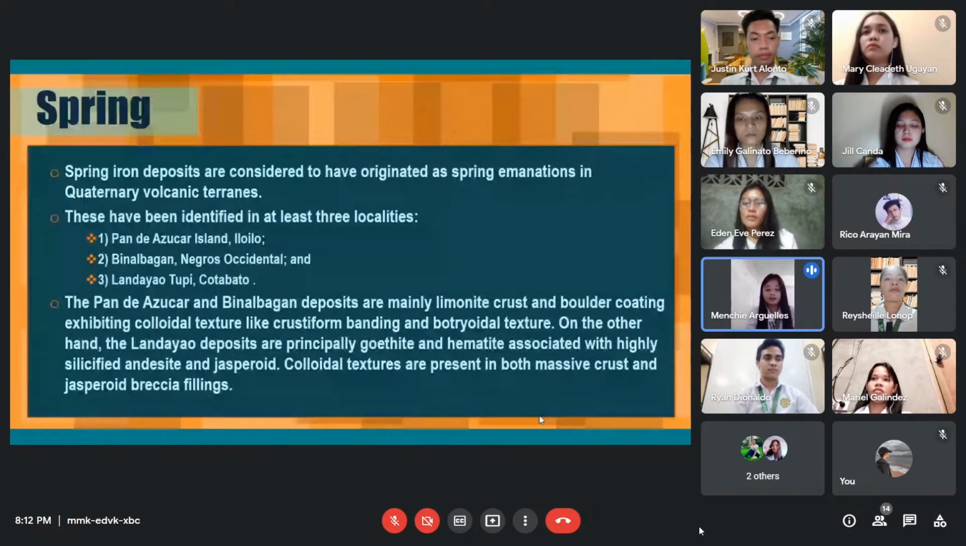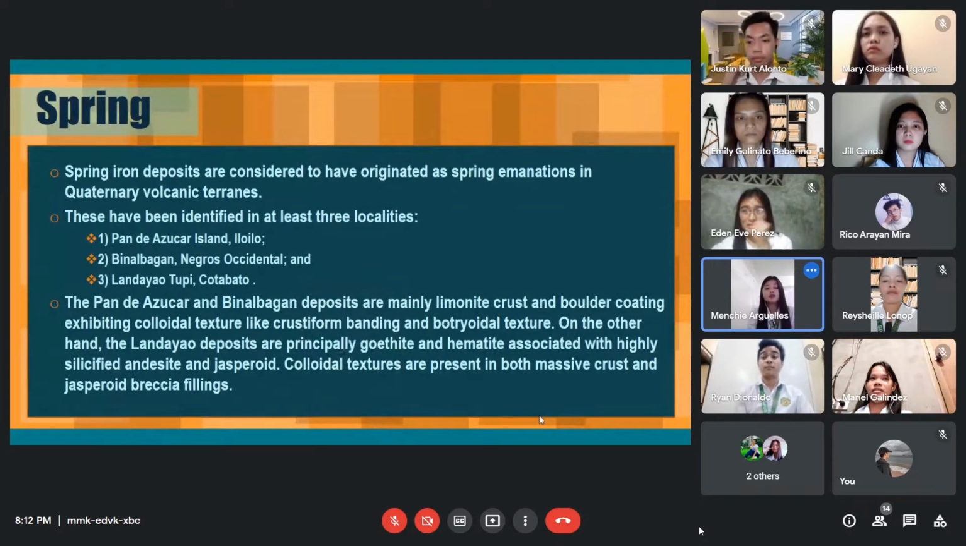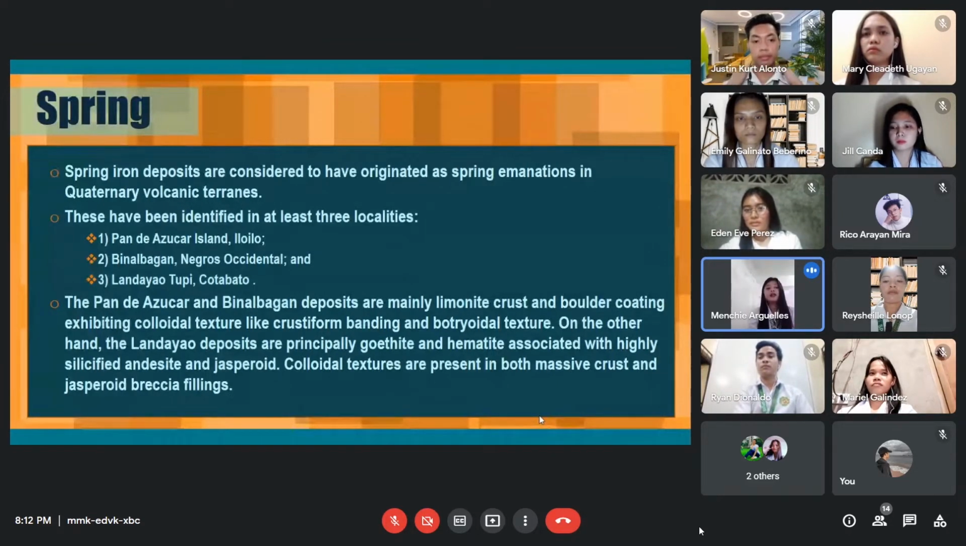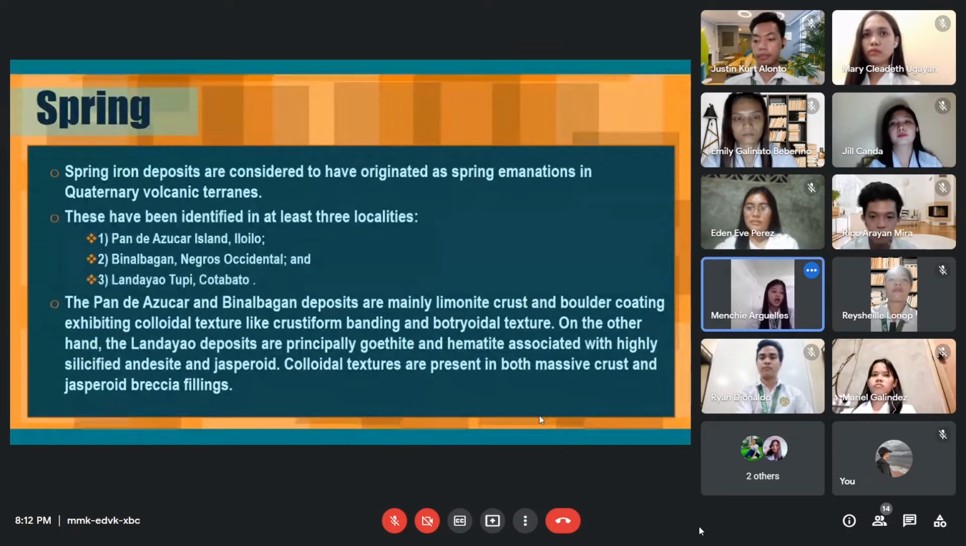So, the Pan de Azúcar and Binalbagan deposits are mainly limonite and boulder coating exhibiting colloidal textures like crustiform banding and botryoidal textures. On the other hand, the Landayo deposits are principally goethite and hematite associated with highly silicified andesite and jasperoid. That would be that.